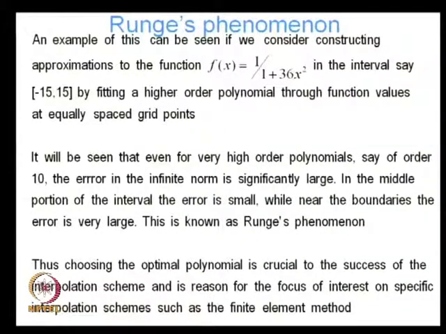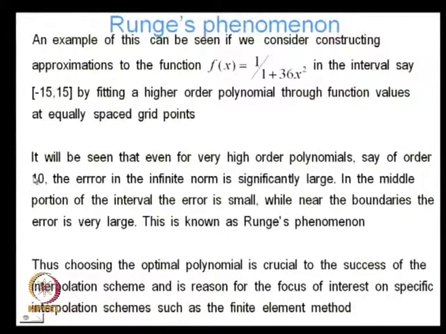An example of this can be seen if we consider constructing an approximation to a relatively simple function, f of x equal to 1 by 1 plus 36x square, in a large interval from minus 15 to 15, by fitting a higher order polynomial through the function values at equally spaced grid points. I am going to show you an example where this function has been approximated by a polynomial of order 10. In order to fit that polynomial of order 10, how many grid points do I need?